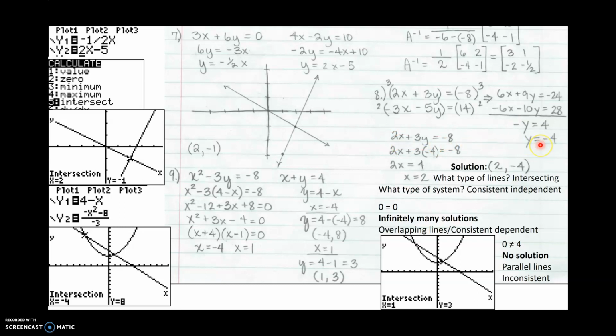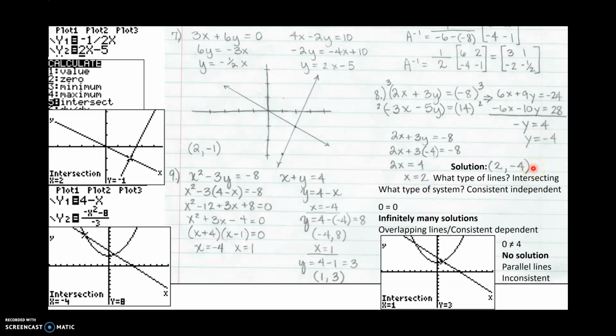And remember, this was y equals negative 4. So I'm putting the negative 4 in for y. So that would be 2x minus 12 equals negative 8. Add 12 to both sides. I'll get 2x equals 4. Divide both sides by 2. And I'll get x is equal to 2. So I can write that as the ordered pair 2, negative 4.